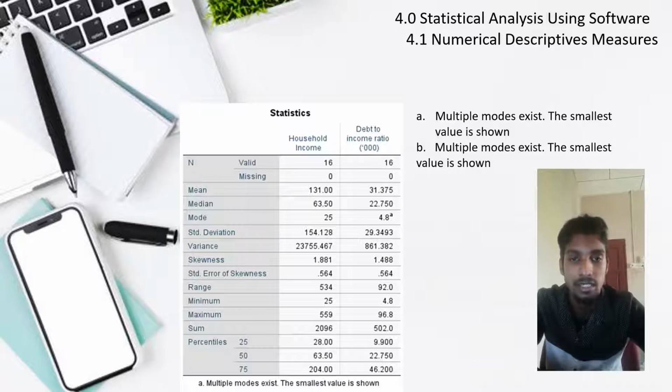Today I want to present part 4, that is statistical analysis using software. 4.1 Numerical descriptive measures for bank loan: mean, median, mode, standard deviation, variance, skewness, standard error of skewness, minimum, maximum, range, sum, percentiles. The total of household income for bank loan is 204.00 and the debt to income ratio for bank loan for percentiles is 46.200. Multiple modes exist, so the smallest value is shown in the table.